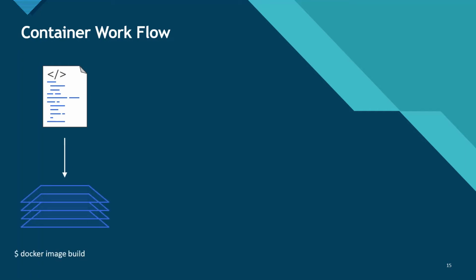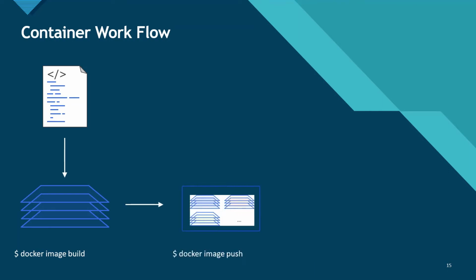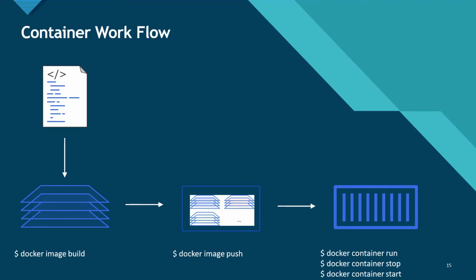So a container workflow typically looks like this: you write a Dockerfile, and then you build your image using the docker build command. Then you push your image with the docker push command. First you have a Dockerfile, you run docker build, which builds your image, then you push your image to the container registry, in our case, let's say Docker Hub. Then we pull the image from Docker Hub and run the container out of that image using docker run, docker stop, or docker start. We can run the container, we can stop the container, or we can start the container.